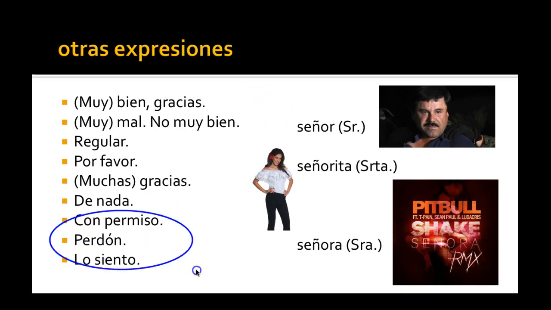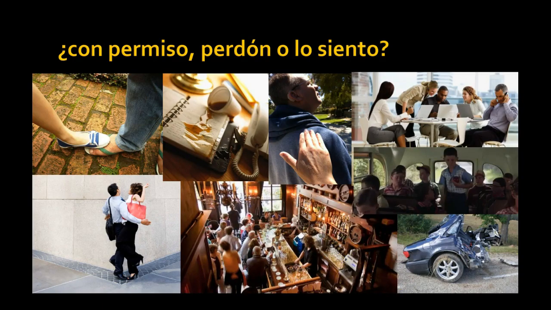But let's take a closer look at these three words here. Con permiso, perdón, y lo siento. They're kind of similar. The first one is literally with permission, the second one being pardon or excuse me, and the last one meaning I'm sorry. But there are some slight differences to when we use each one. So let's take a look at these pictures. Would it be con permiso, perdón, o lo siento?